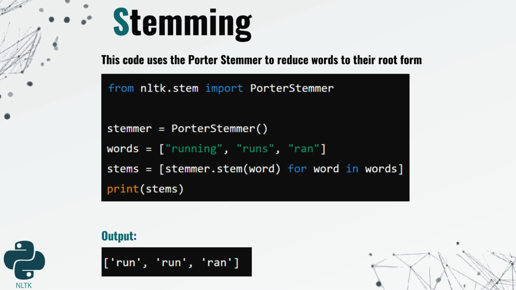Okay, so here you can see after using the list, it will stem every word here. First running, then runs, then rain. After that, it prints the results. Here you can see the run and rain output. Okay, so stemming does this.